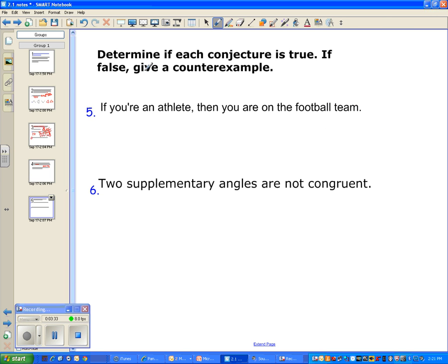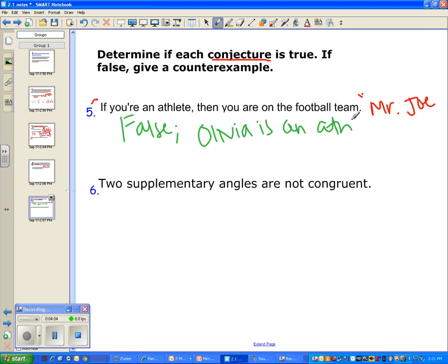So last thing, determine if each conjecture is true. Remember, a conjecture is a statement you believe to be true. If it's false, give a counterexample. So here's something that Mr. Joe says. Mr. Joe comes in and says, if you're an athlete, then you are on the football team. Well, do we think that's true? Some of you people are going, no, it's false because I'm an athlete and I'm on the volleyball team. So it's false, and you can give an example. For example, Olivia is an athlete and she's on volleyball, not football.